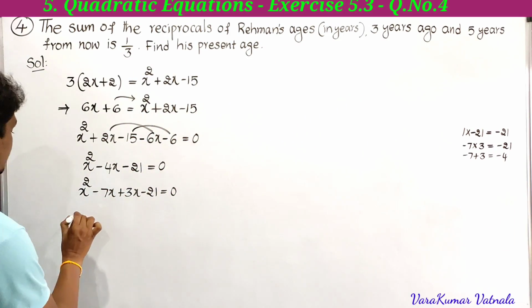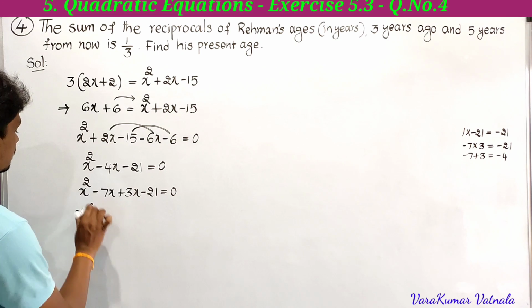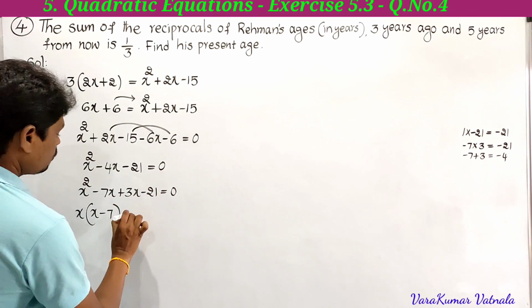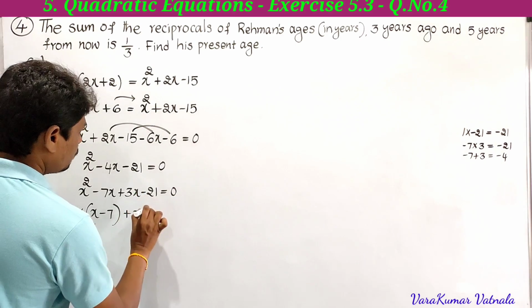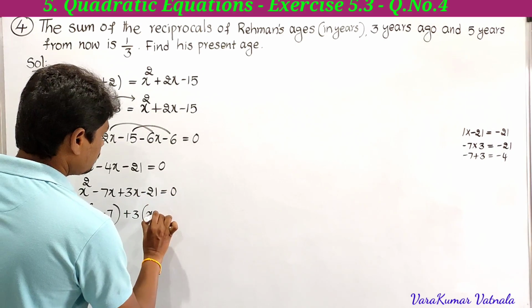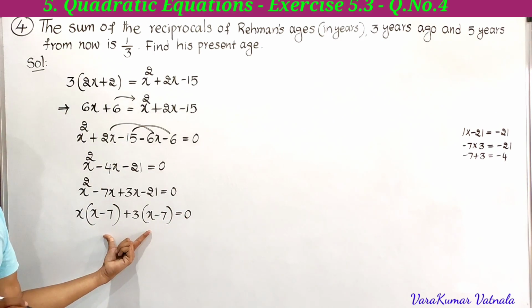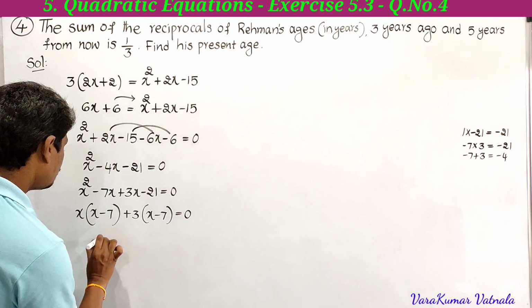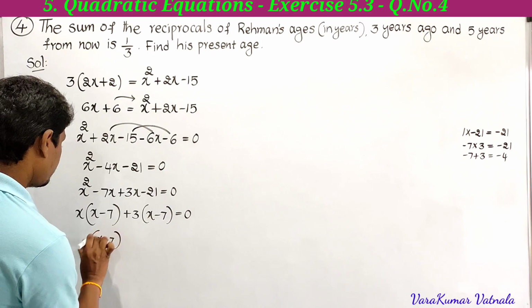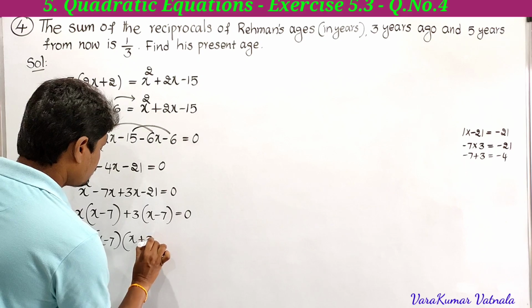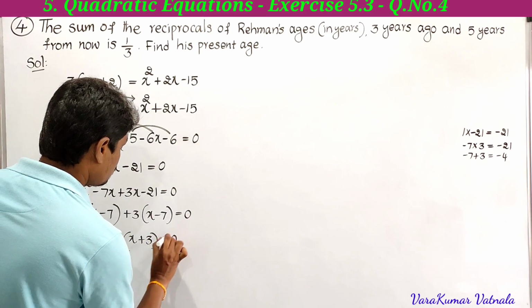So in these two x is common. If you take x as common, here x, here minus 7 will be. In these two plus 3 is common. If you take plus 3 as common, here x, here minus 7 is equal to 0. So again x minus 7 is common. If you take x minus 7, here x, here plus 3 is there. X minus 7 into x plus 3 equal to 0.